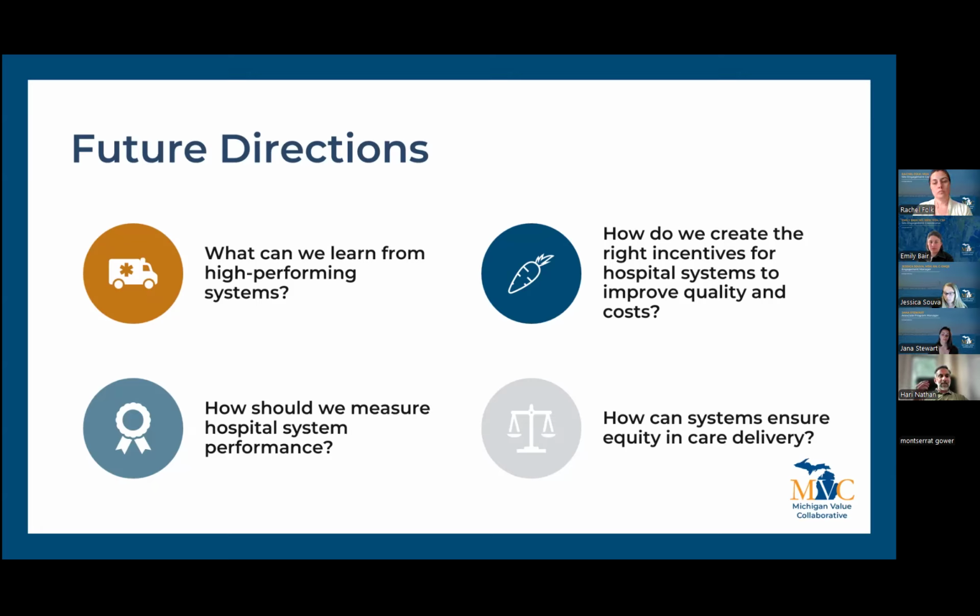In other words, how is the system really behaving in a way that takes advantage of having all these different services and facilities under one umbrella? How are we challenging systems to act as more than the sum of their parts? Part of the reason to develop those metrics is to really challenge them to rise to the occasion and to do these things. And one of the ways in which MVC is going to be seeking to do that is by creating incentives through our P4P program in order to reward those systems that really are making those investments and really are putting those processes in place to take advantage of these unique advantages that systems have.